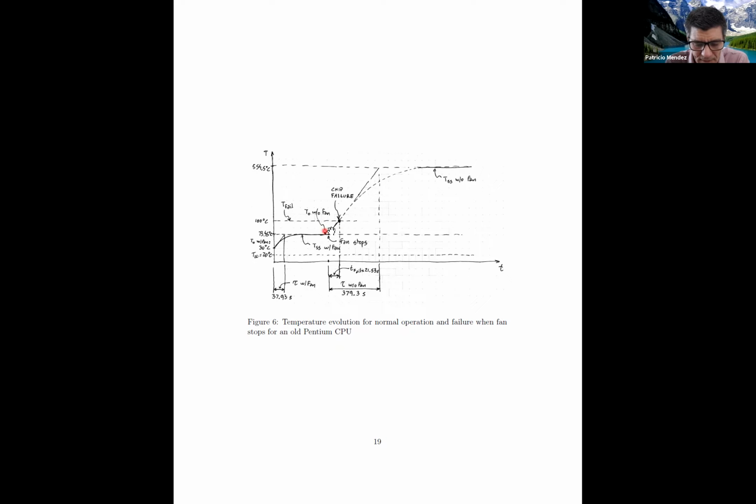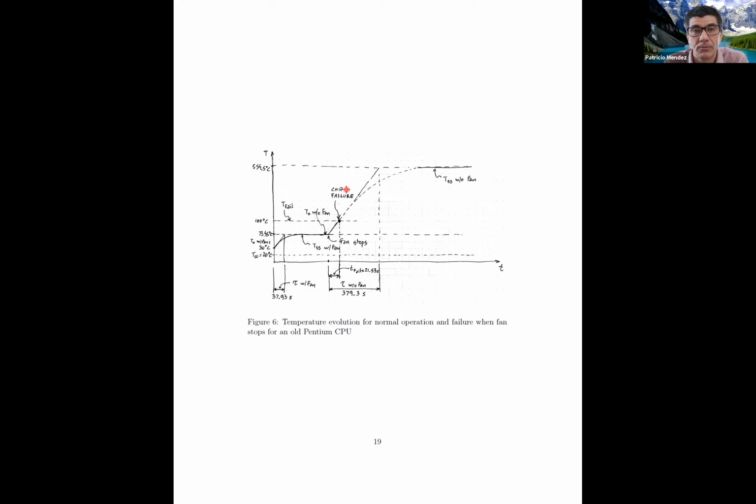Because we were starting at 73 degrees and it fails, we said, at 100 degrees, right? Modern chips would fail at lower temperatures. So we have to calculate how long it takes to increase by this little amount. And that is very small. It's of the order of 21 seconds.